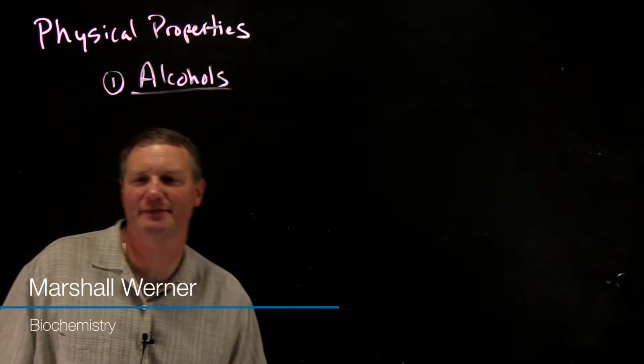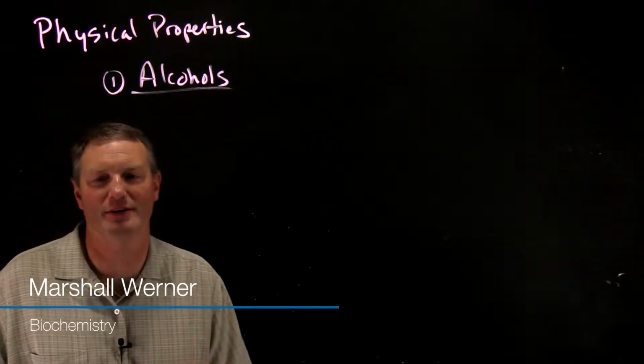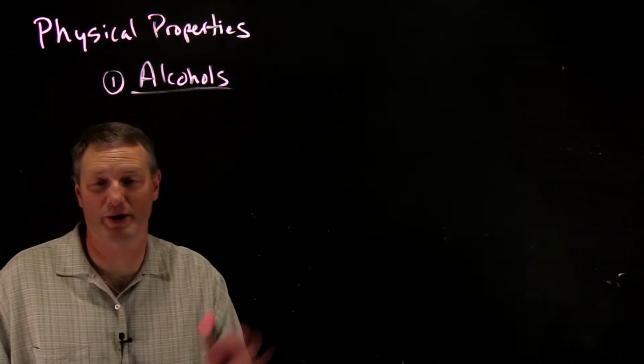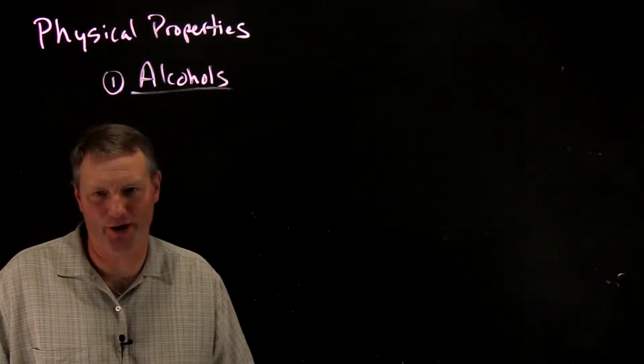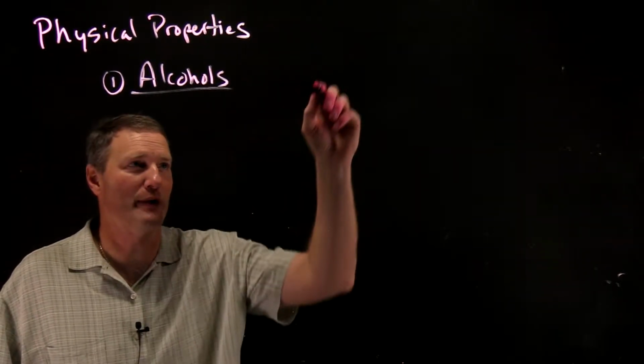All right, let's take a look at the physical properties of some of the molecules we've been talking about, the alcohols, phenols, ethers, and thiols. And to start out, we're going to look at the most important of these groups. That's the alcohol. So alcohols have some very, very unique properties.